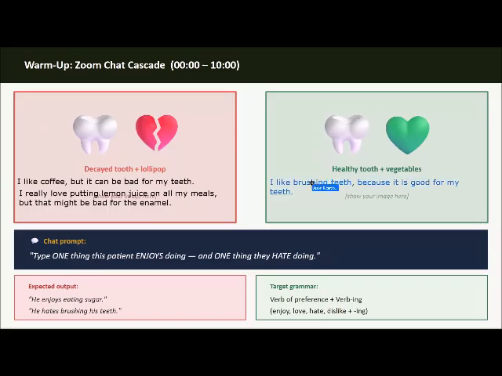All right, I'll repeat the question in English and I'll do it in Spanish to see if that will help. Give me an example of something you like doing that is good for your dental health or that is bad for your dental health.